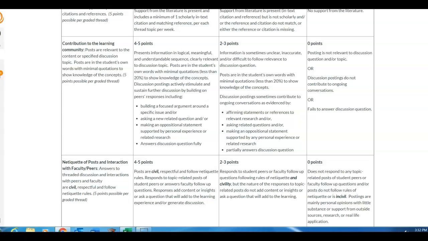If they contribute to the learning environment, again, we are looking at the 80-20 rule, and there will be an update on that. But the post should be, the majority of it should be in their own words. Not more than 20% should be quoted, because we feel that is not considered their own words.